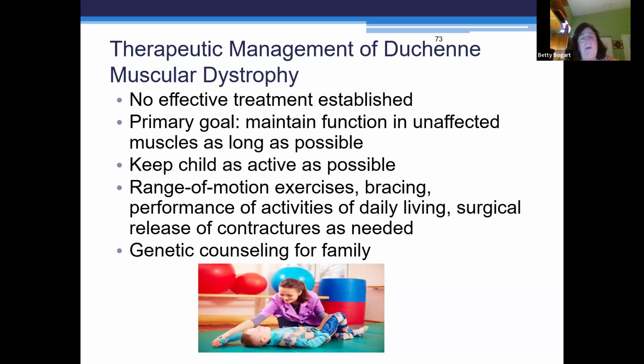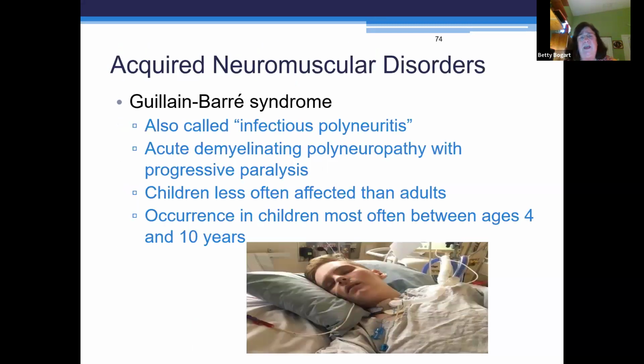We try to keep them as much function as they can: range of motion, bracing, exercising. And remember, it comes from mom, so genetic counseling. Now, Guillain-Barré.